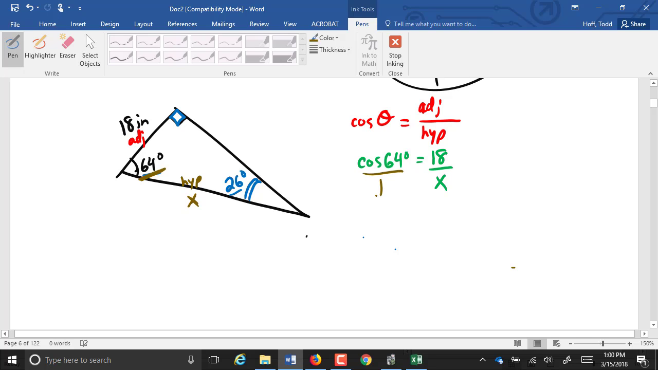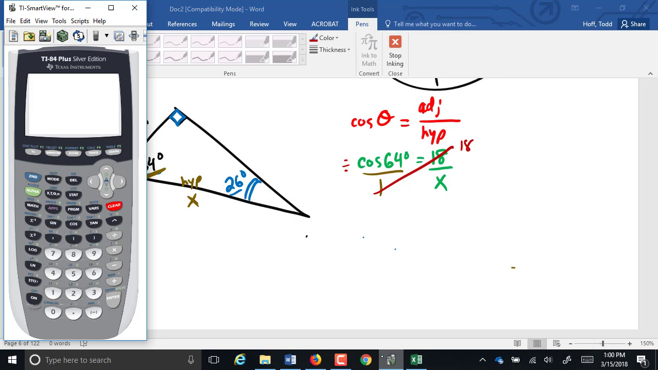Okay, well, what I would do, since we're looking for a side, is make it a proportion. Yes, we are going to do the cosine of 64. Of course, 1 times 18 is 18 divided by the cosine of 64. So it's 18 divided by cosine 64 degrees. Divided by, not times.